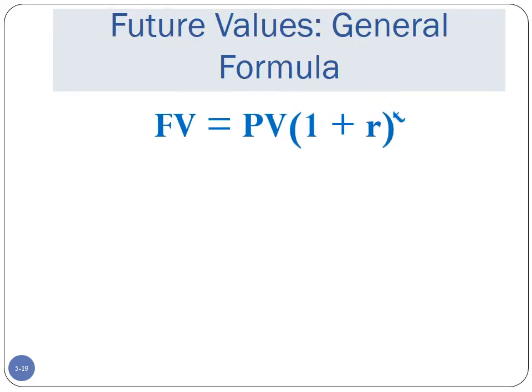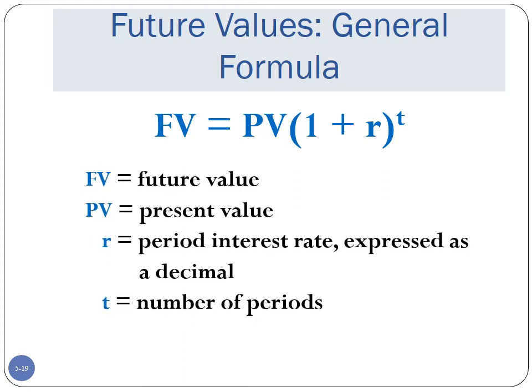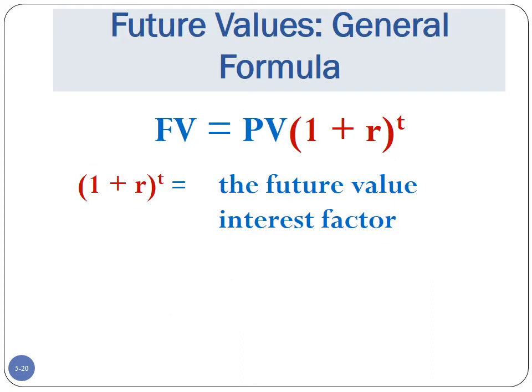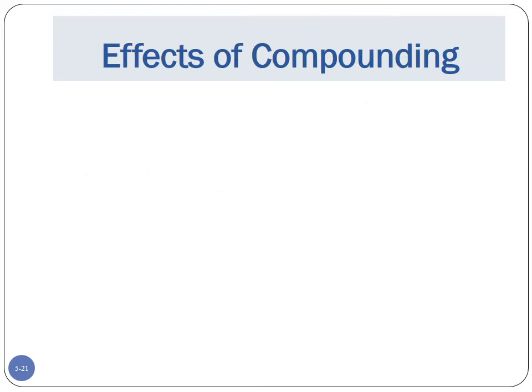So we have a general formula for future values. Future value is equal to present value times 1 plus the rate to the t power. FV is future value, PV equals present value, R equals period interest rate expressed as a decimal, and T equals number of periods. This gets a little tricky when we talk about monthly interest versus annual interest. And we will see a little bit later that the compounding period is very important in determining future value. 1 plus R to the T is the future value interest factor. This determines the exchange rate between present value and future value.